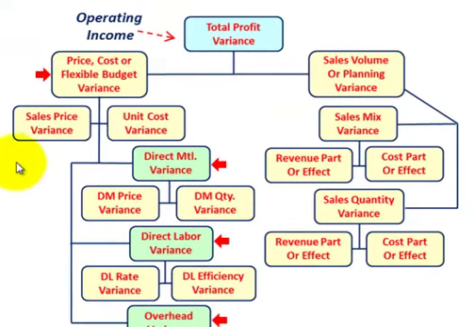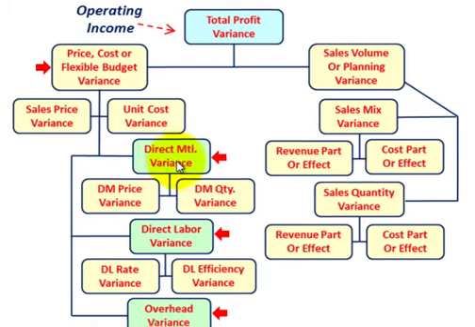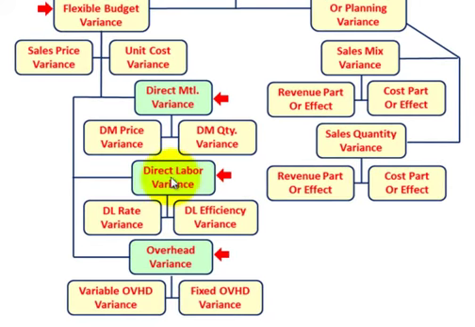But before we do that, let's first go over and look at our diagram over here. If we're looking at our total profit variance, it's really divided up between our sales volume and our price or cost, or our flexible budget amounts. And we're going to really be dealing with our flexible budget amounts. Under that, we have our unit cost variances and, of course, sales price variances. But under our unit cost variances, this is where the direct labor comes into play. So for unit cost, we have our direct materials, our direct labor, and then our overhead variances. So we're going to be dealing with the direct labor variances in this case. So we'll continue on with our example.